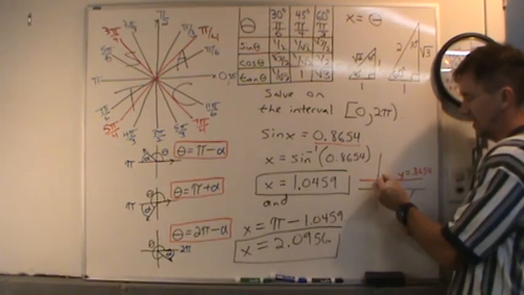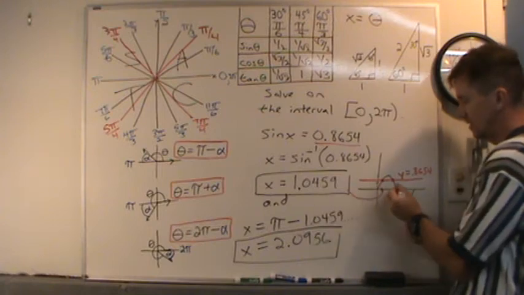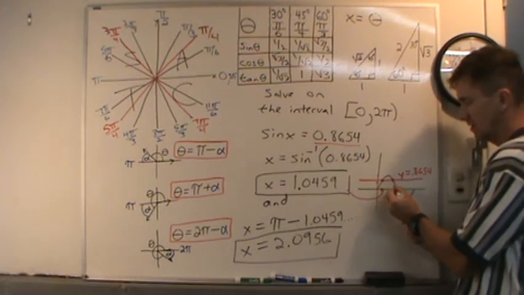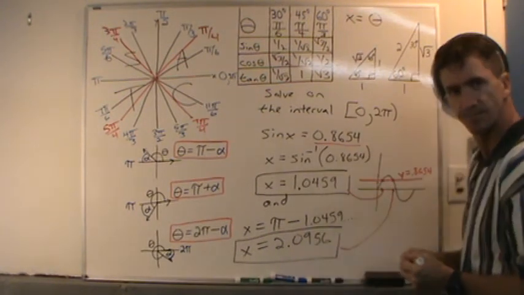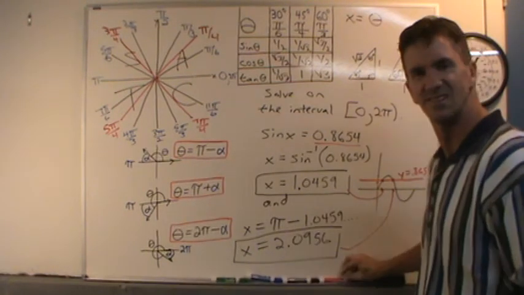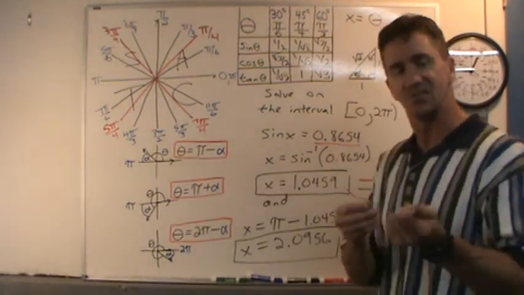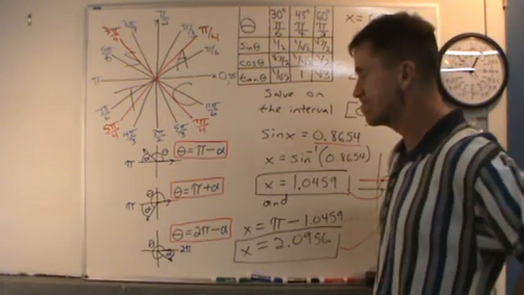This one, that value right there of x would be this number, and this solution right there would be that number right there. Okay? So that's another way to do it. But you need to know how to use the intersect function of the calculator. All right? That's it.